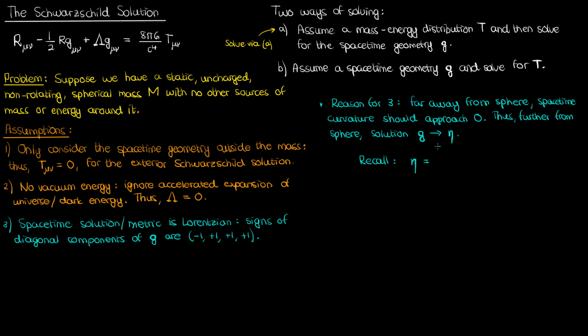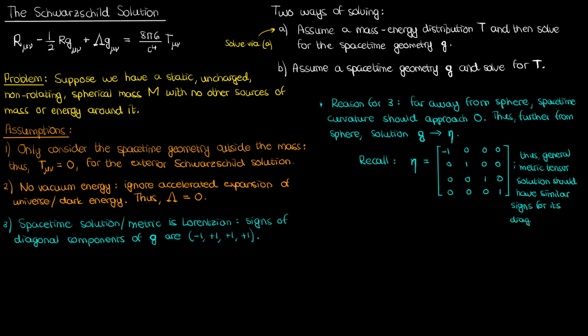Since the Minkowski metric is represented by this diagonal matrix, with the first element being -1 and the other 3 elements being +1, that means the general metric tensor solution for the Schwarzschild problem should also have similar signs for its diagonal components. And that's why we'll pick this as our default sign convention for really all our metric tensor solutions to the Einstein field equations.